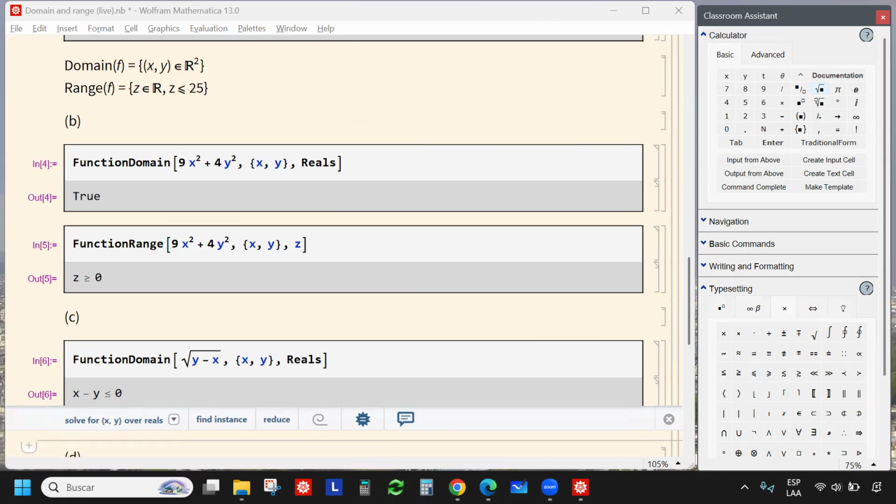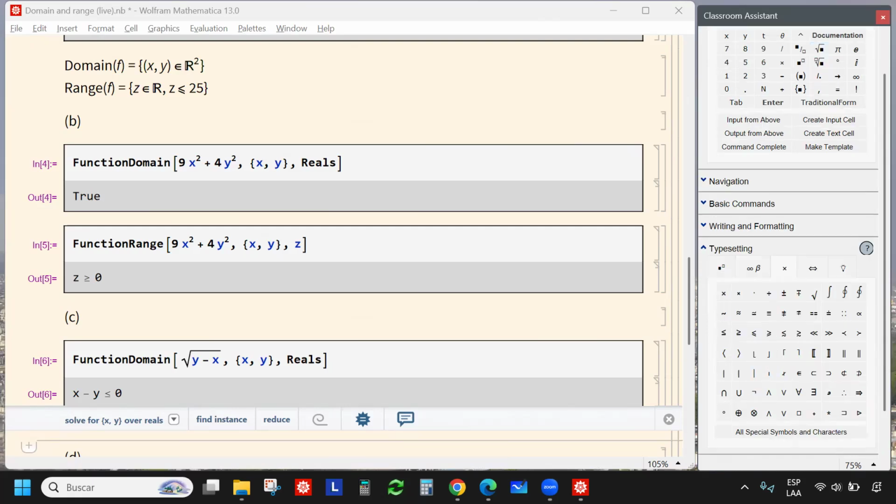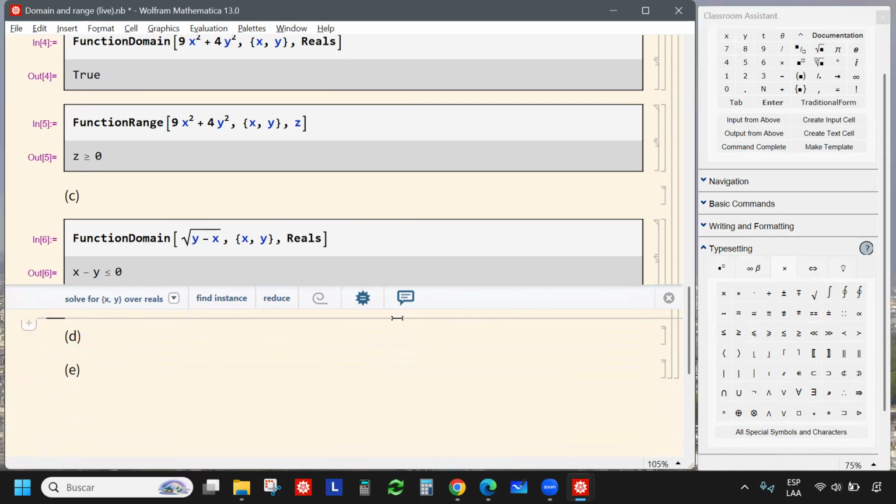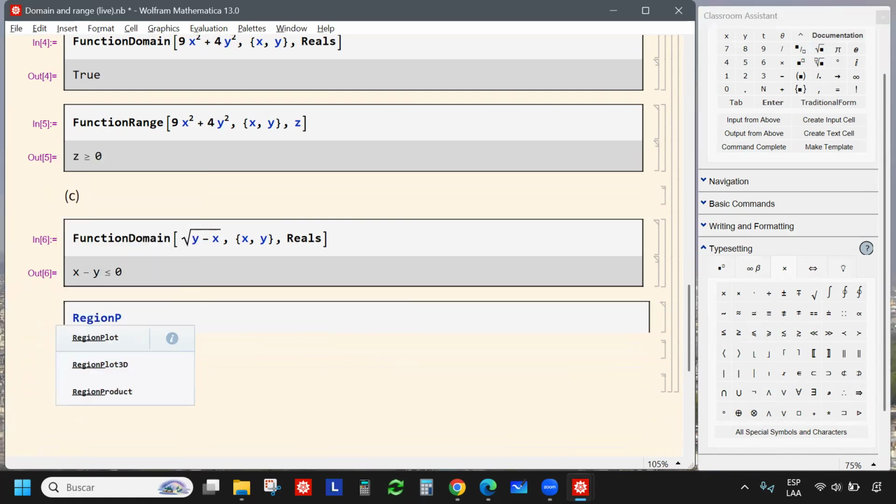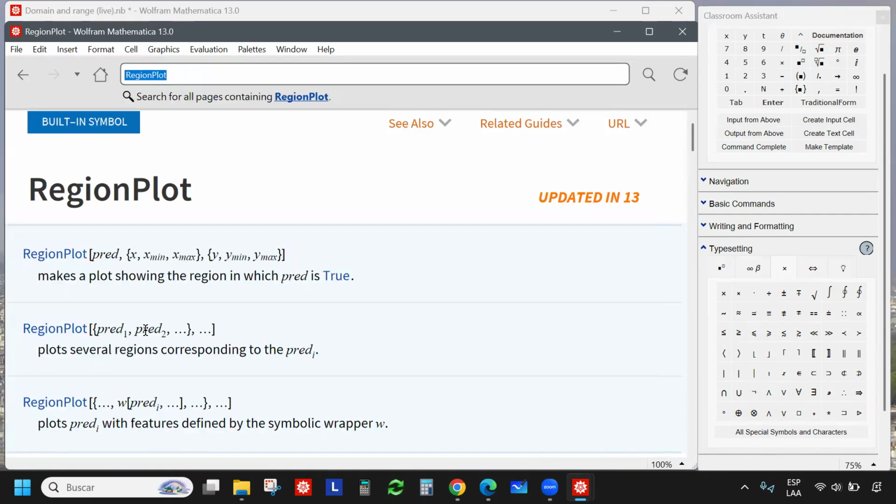But how to visualize this part of the region of the plane? Well, to achieve this, we will use the command RegionPlot. So we will start typing RegionPlot below here. We go to the eye, we click here, and it says that it makes a plot showing the region in which pred is true. And pred refers to the predicate. The predicate could be any logical combination of inequalities. In our exercise, the inequality is given by the result of the domain of f. And here we have variations for x and y, from an x minimum to an x maximum, and the same for y. So let's see how to do it in our exercise.